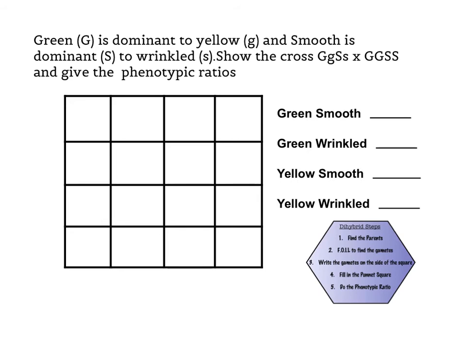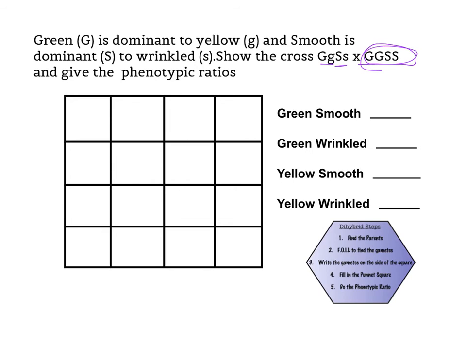Okay, same idea here. Green is dominant to yellow, and smooth is dominant to wrinkled. All right, we're doing a cross with a parent who is heterozygous for green, heterozygous for smooth, and one who's homozygous dominant for both traits. Can we do the 9:3:1 ratio? Can we just skip all this and write that in? No, because this parent is not heterozygous for both traits.